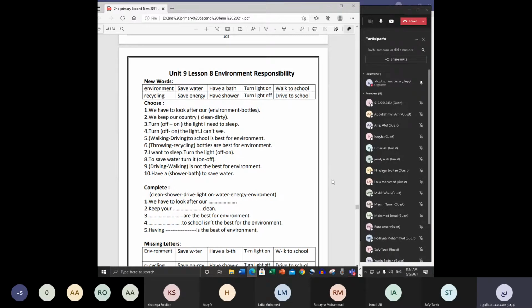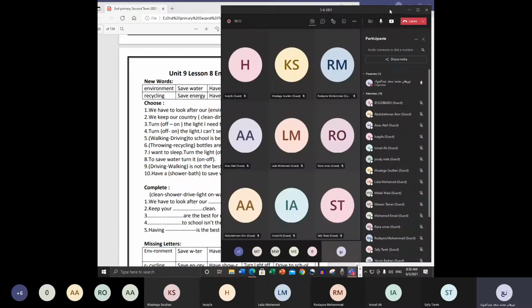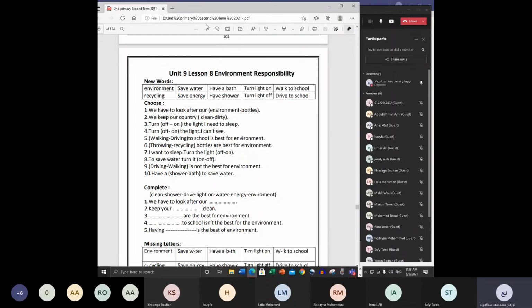We have to save water, pick up the trash to keep the environment clean, and put the trash in the recycling bin. What's the meaning of recycling bin? This is a bin to recycle bottles and plastic to save the material, okay? Wait, okay. These are ways to look after our environment. Type, choose the correct word.